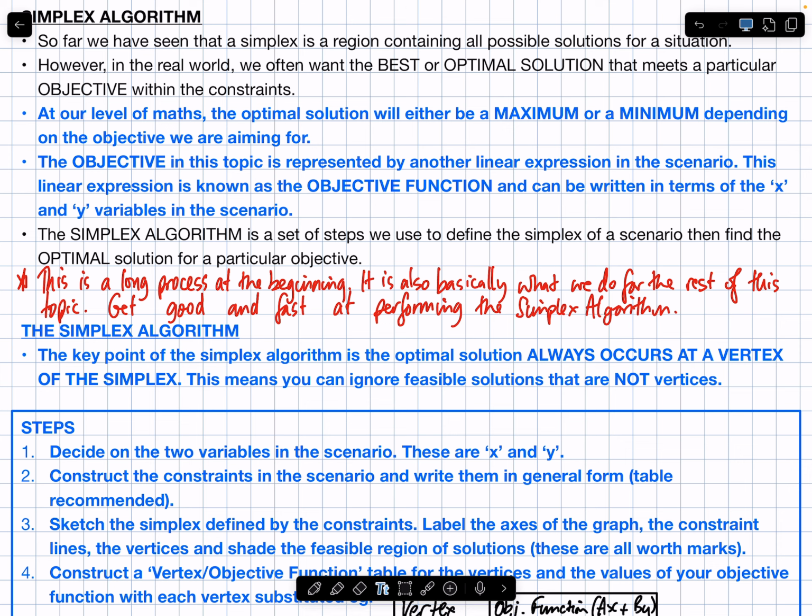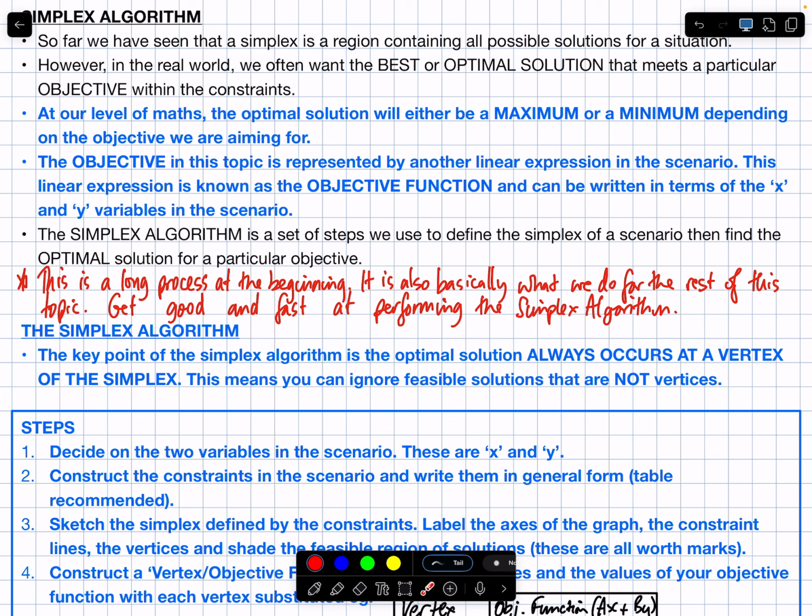So this process we're about to embark on is known as the Simplex Algorithm. People that do programming, you'd know what an algorithm is. It's a set of steps that you do repeatedly until you achieve something. So the Simplex Algorithm in our situation is a set of steps we use to define the simplex. That's what you've been doing in your exercises so far. You've just been colouring in the simplex, but now we're doing something with it. We define the simplex and then we find the optimal solution for a particular objective.